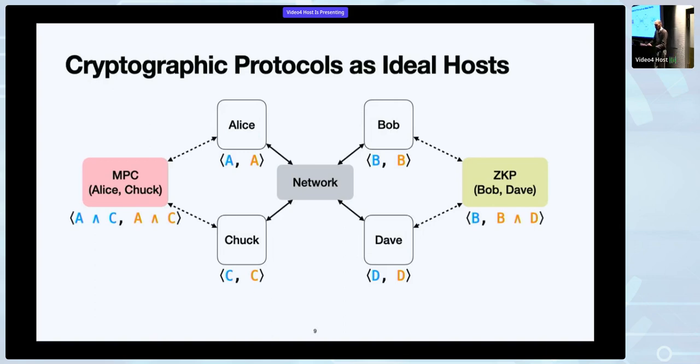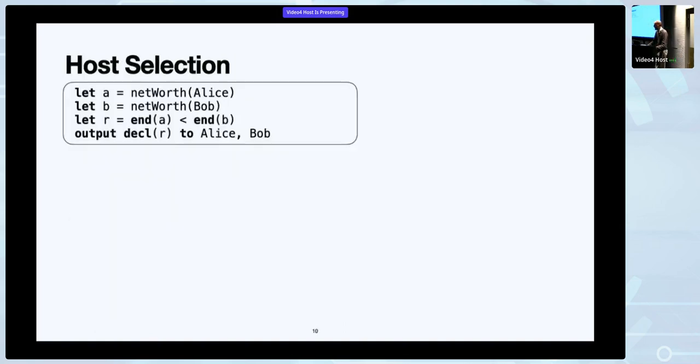And the main idea basically comes down to data has labels, protocols have labels, combine them. And let's look at that in action. So we start with a source program. This is the classic Millionaire's Game example, where Alice and Bob want to figure out who's richer without revealing their net worth to each other.